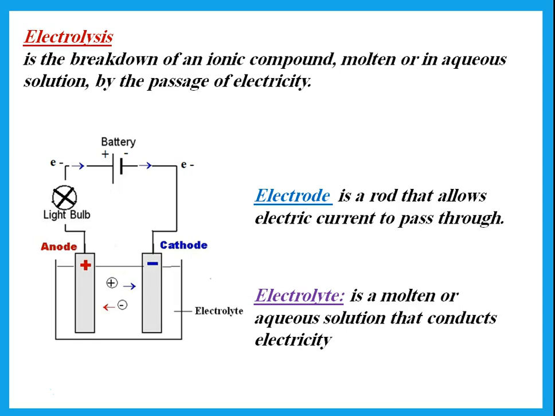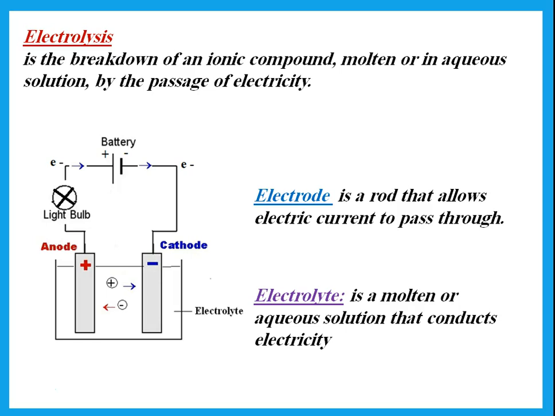So the electrodes are two rods that are placed inside the electrolyte. Now, these rods will be connected to the two ends of a battery. Can you see the battery? Any battery will have a positive end and a negative end. So these two rods, one of them will be connected to the positive end of the battery. That could be through a light bulb.